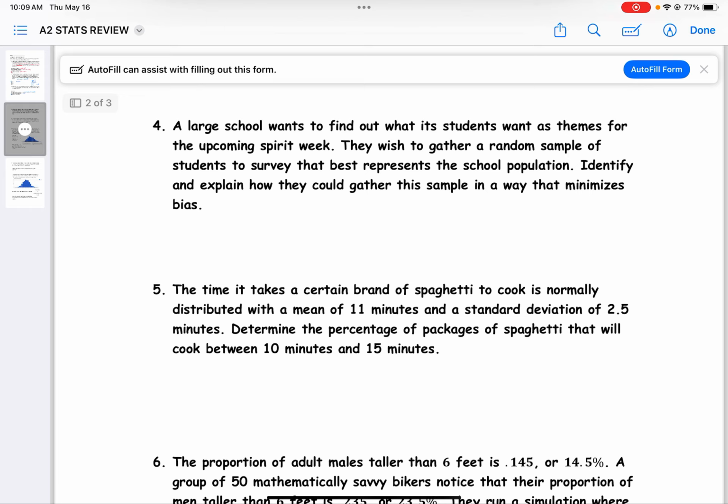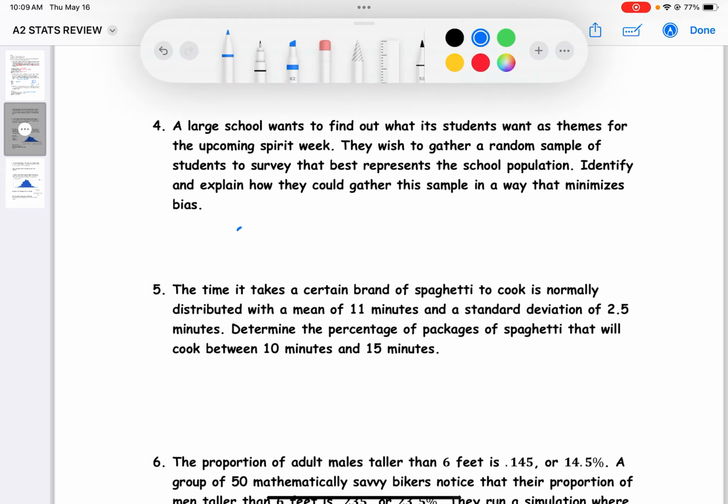Then we want the short answers. We want to find out what students want as themes for Spirit Week, and we need a random sample of students. Now, you can't just say survey everyone because I clearly want a sample, not the population. We're assuming it to be not feasible to get the population here. So we have to think about how I'm going to get a sample that minimizes bias. So where am I going to be and how am I going to do it? The answer that I gave is I'm going to be in the cafeteria.